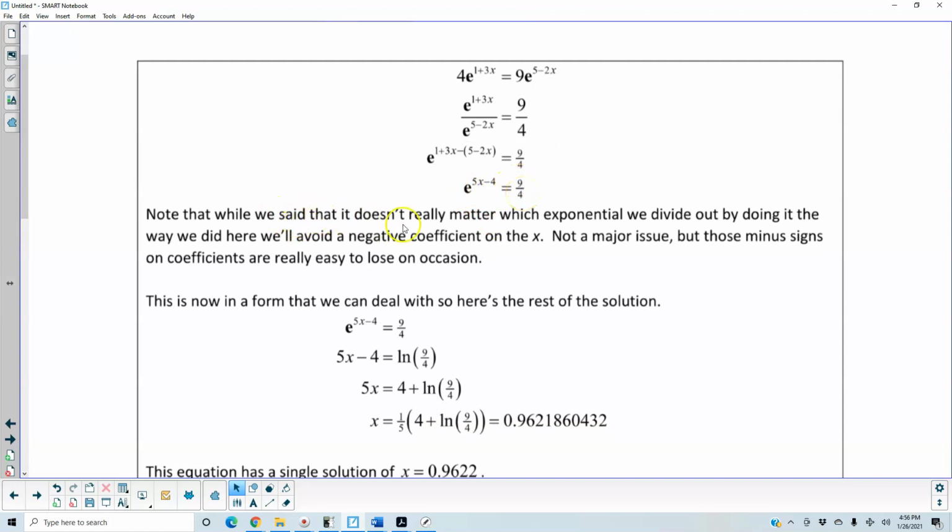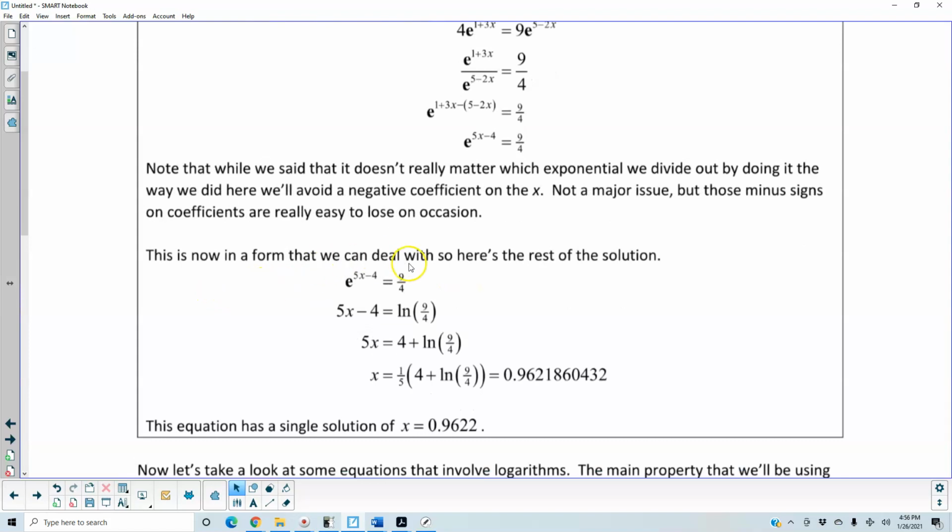Note that while we said that it doesn't really matter which exponential we divide out, the way we did it here will avoid a negative coefficient on the x. Not a major issue, but again, those minus signs on coefficients are really easy to lose on occasion. This is now in a form that we can deal with, so here's the rest of the solution.